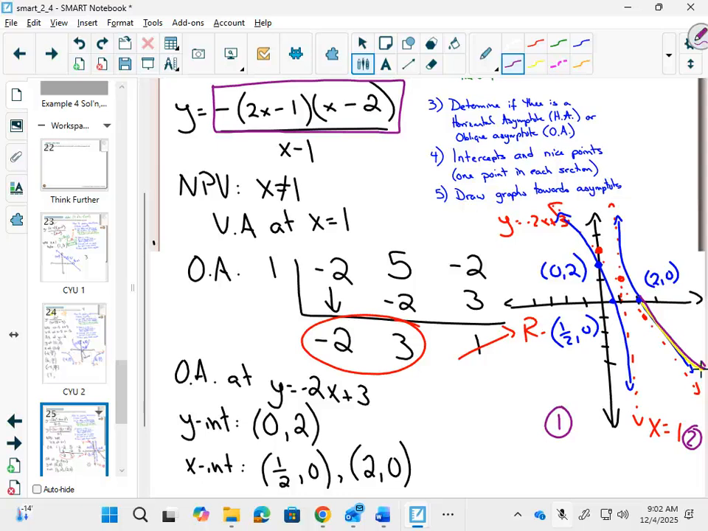A pattern you might start to notice with oblique asymptotes is that you're either going to have your graph like this one, here and here, or if you had your graph in here, the other part would have to be in there. It's sort of opposite that way. That's a pattern that you'll start to see with the oblique asymptote graphs.